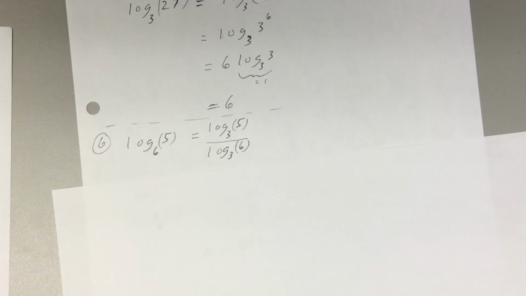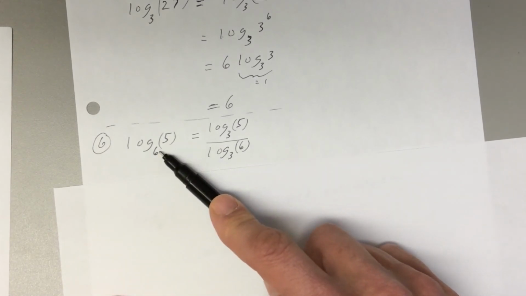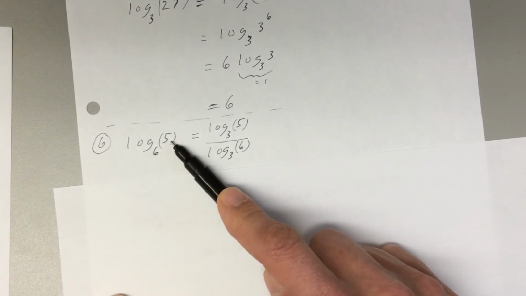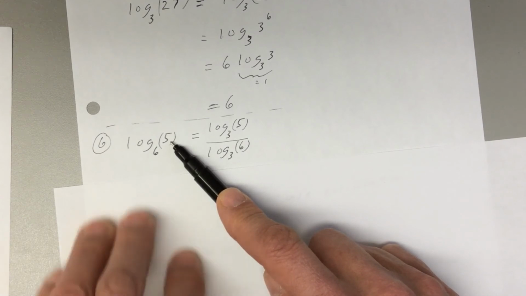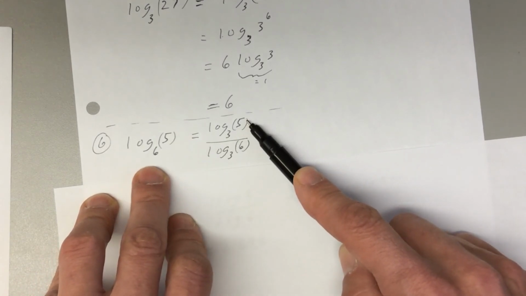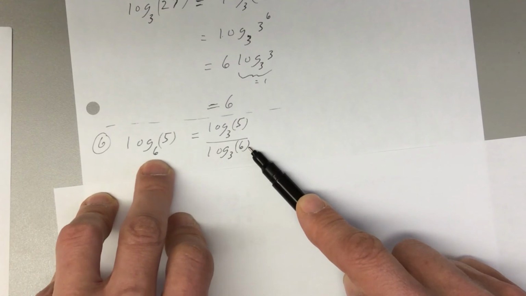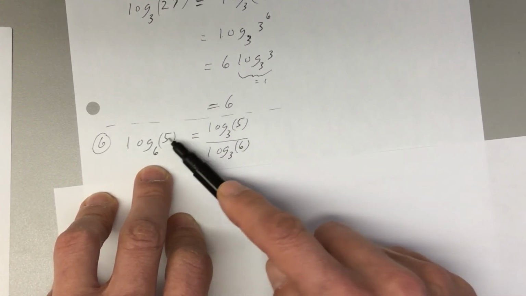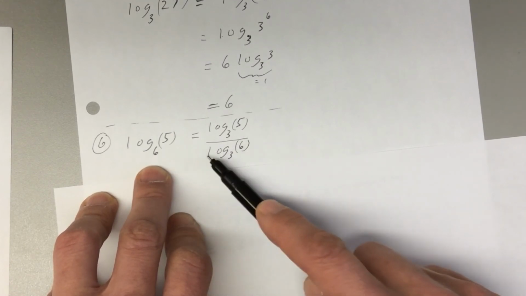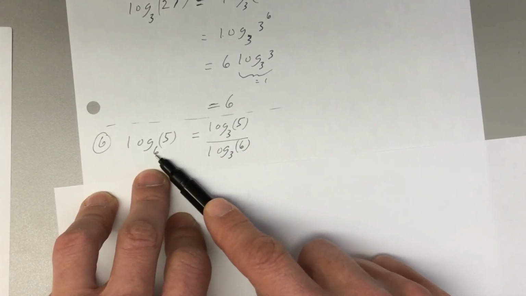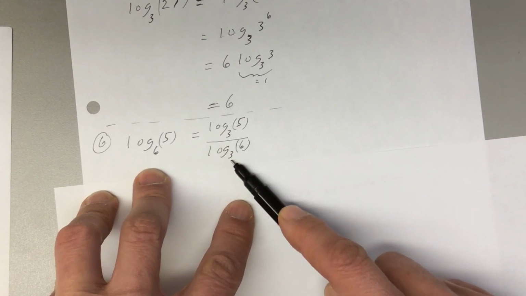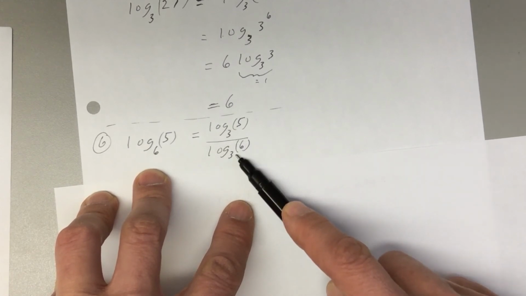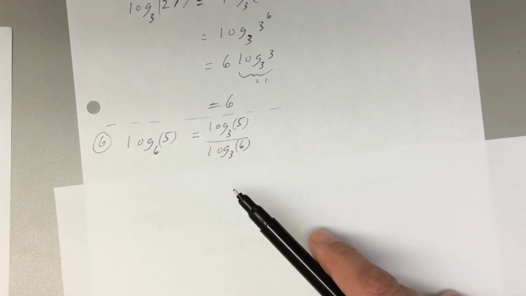Now, this one here. So log base 6 of 5, based on our change of base law, could be log base 3 of 5 over log base 3 of 6. Okay, so the bottom part is the log of the base. Okay, so log of this over log of the base of this one. So I could have had 4 in here. I could have had 27 in here as the base. Doesn't matter. It always works.